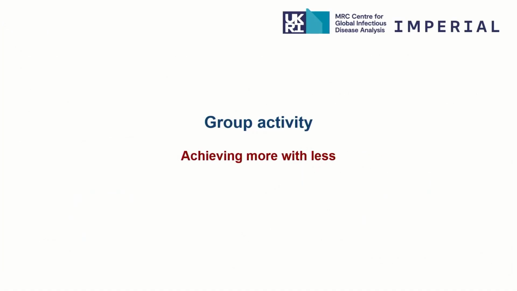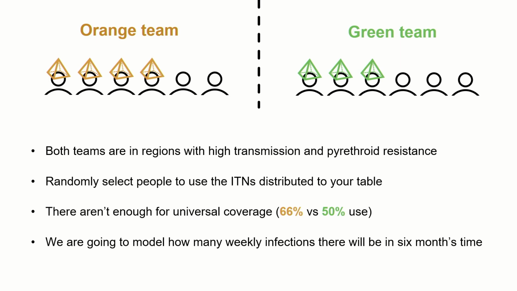Okay, so we've now got a quick group activity on how we can achieve more with less, and I'm going to get everyone in the room to do some mathematical modelling. Great first thing to do on a Friday morning. So on this side of the room, we have our orange team, and over here we've got our green team. Now, both teams are in regions with high transmission and high pyrethroid resistance. And earlier, I distributed some ITNs to your tables. So this orange team, you've got your orange ITNs, and we should have green ITNs over here.